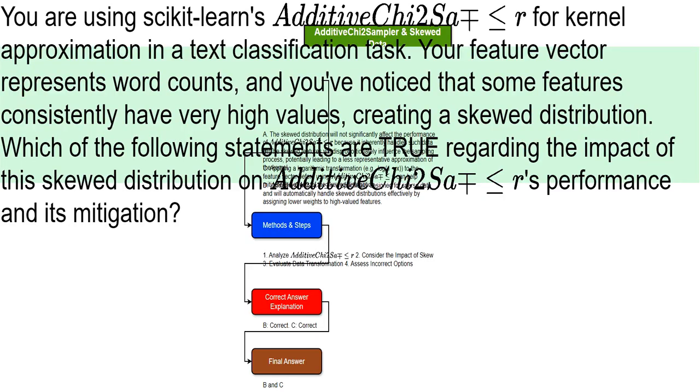I'll unpack this question, okay? We're using a specific tool, AdditiveChi2Sampler, to speed up calculations in text classification. The data shows an imbalance. Some words appear far more often than others. The question asks how this affects AdditiveChi2Sampler and what we can do about it.